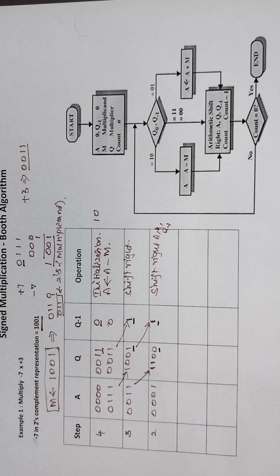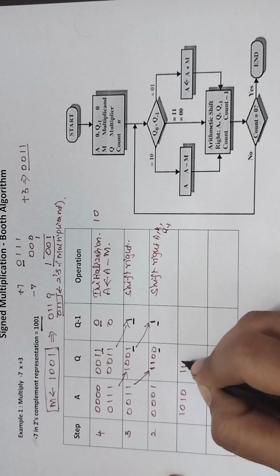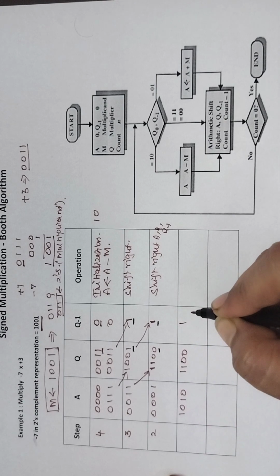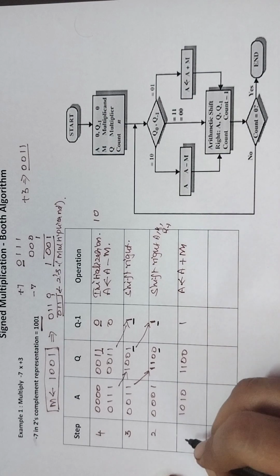When we are adding it, we will get the resultant of 1001 added with 0001, that is 9. 1001 is equal to 9. We will get the resultant of 10. Just we are getting the result as 1010, and Q will remain the same and Q0 will remain the same, and the process here is A produces A plus M.